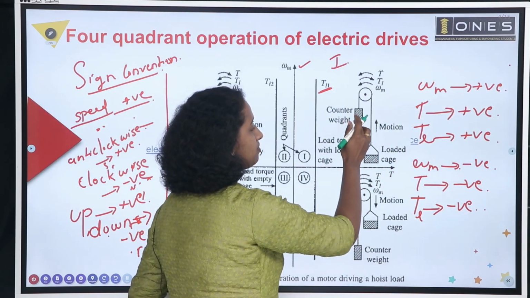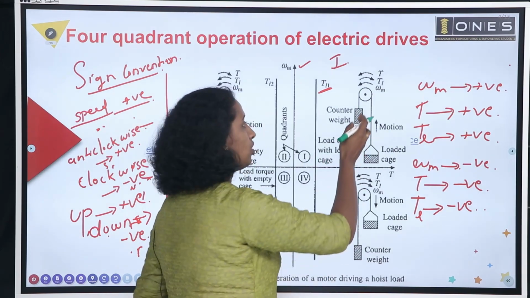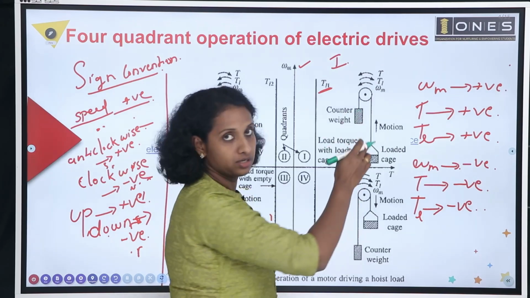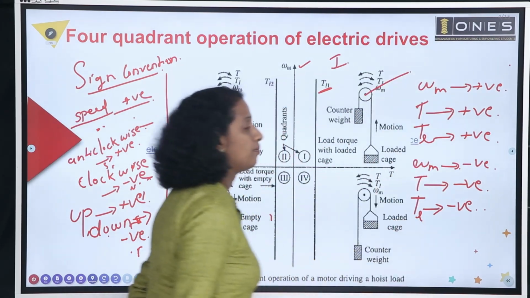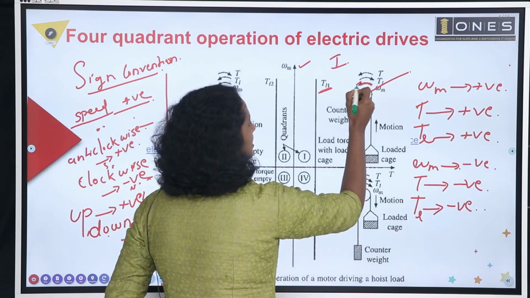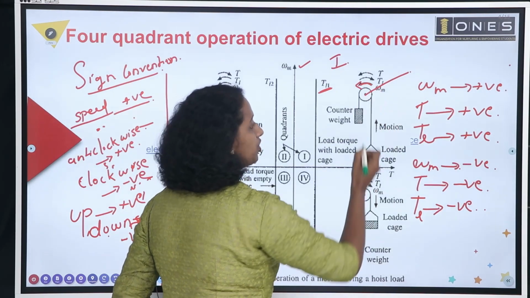നോക്കുവാണെങ്കിൽ കൗണ്ടർ വെയിറ്റിൻ്റെ വെയിറ്റ് ലോഡഡ് കേജിൻ്റെ വെയിറ്റിനേക്കാളും കുറവാണ്. അപ്പം ഓട്ടോമാറ്റിക്കലി ഇത് മുകളിലേക്ക് പൊങ്ങില്ല. We have to provide a torque. So a motor is coupled here. The motor will provide motoring torque. Okay. So its movement is like this. So look at this. It is upward motion.